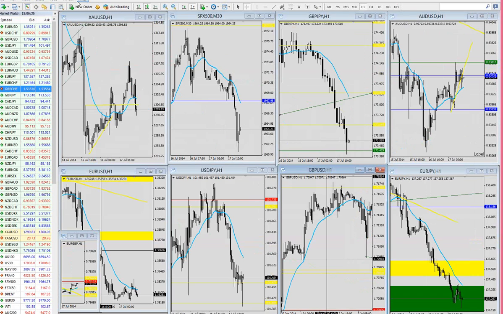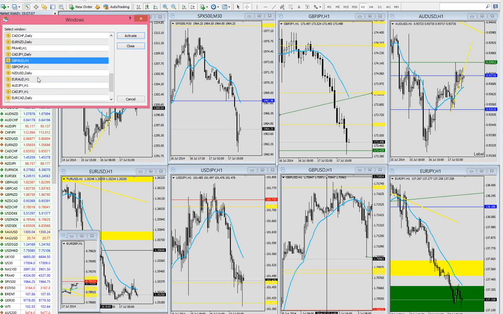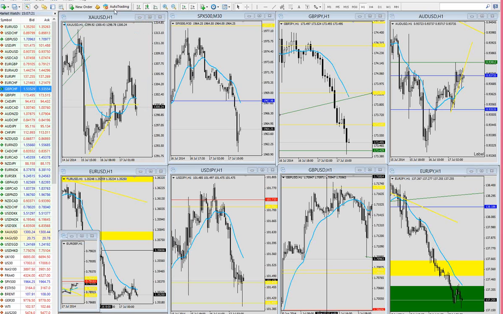So if we are here talking about the pound, one more cross, pound Swiss franc. Let me find. Come on, pound Swiss franc, where you are? We were discussing pound Swiss franc a few times, so I should have my chart somewhere here. Yeah, have it. And we do have sell order on pound Swiss franc as well.